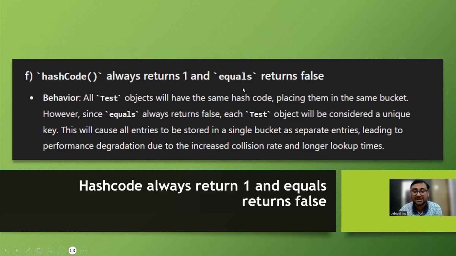If Hashcode always returns 1 and equals returns false, I already told you it will be placed in the same bucket, but it will create different nodes. Even if two objects are logically equal, it will still create two different nodes and connect them in the form of a linked list, because the equals method returns false.